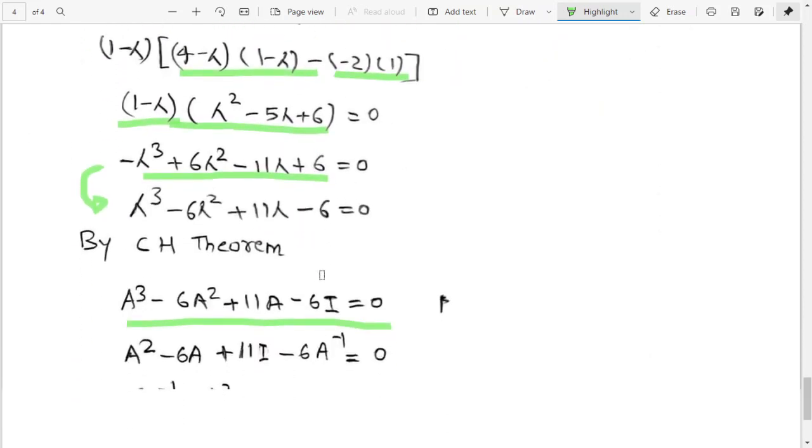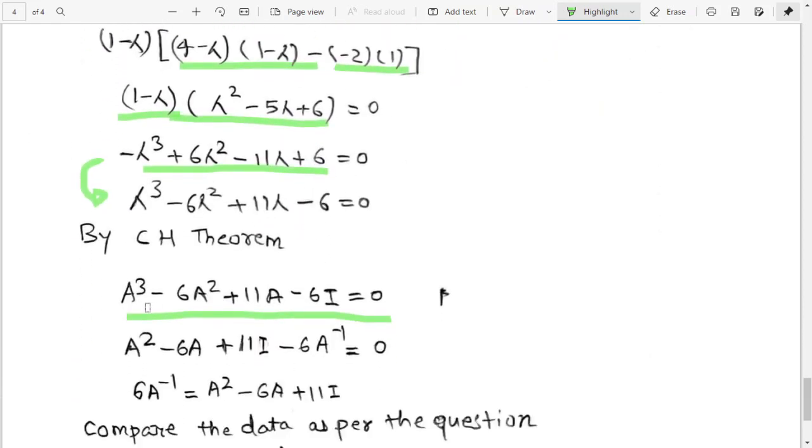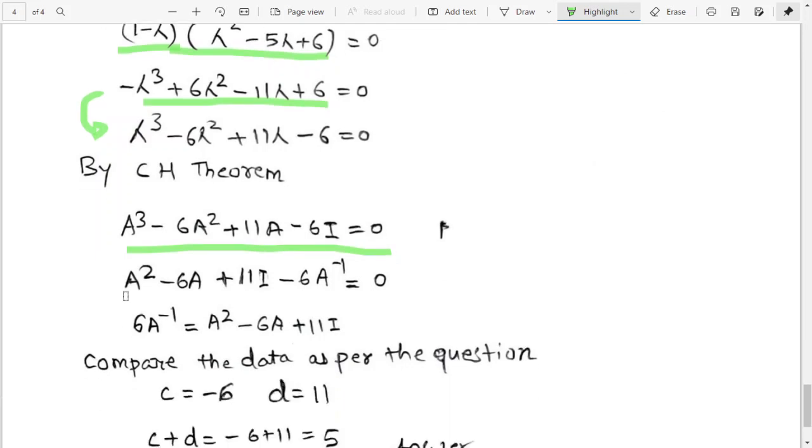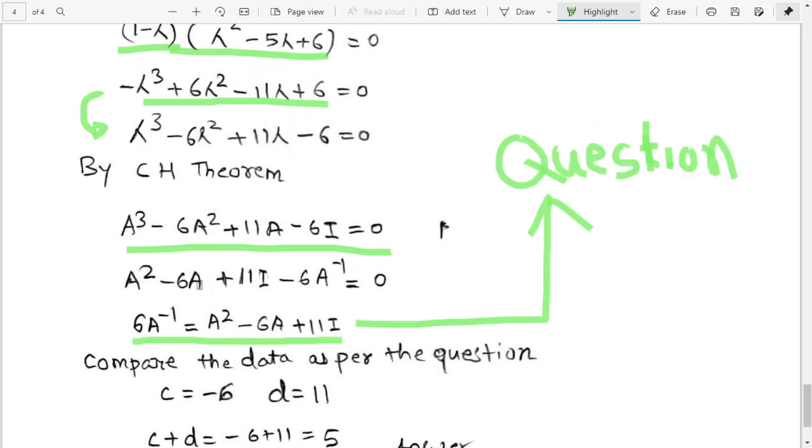Similarly, if you put lambda equal to a, you will get a cube minus 6a square plus 11a minus 6i equal to 0. After that you need to get the idea how to calculate a square, because in the question they have mentioned the first term is a square. Simply you need to multiply by a raised to -1. If you multiply, then a cube goes to a square, divided by a. Similarly, for the 6a square, equal to -6a plus 11i minus 6a inverse equal to 0. After that you will get the final answer: 6a to the power -1 equal to a square minus 6a plus 11i.